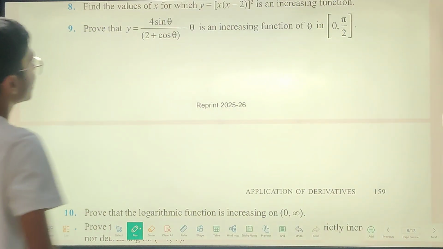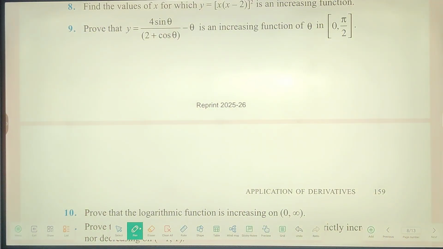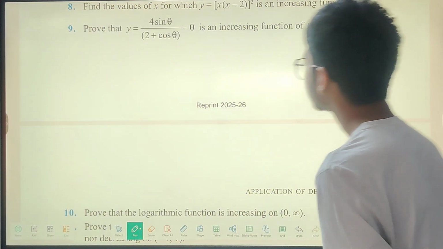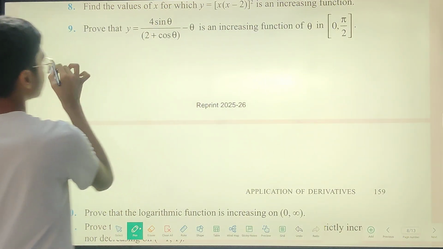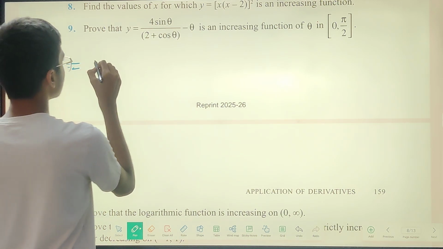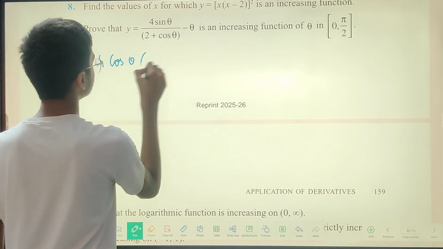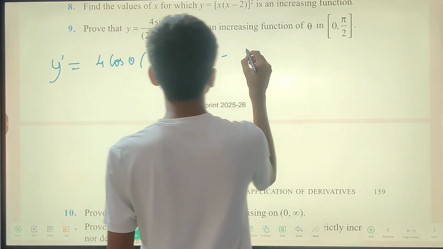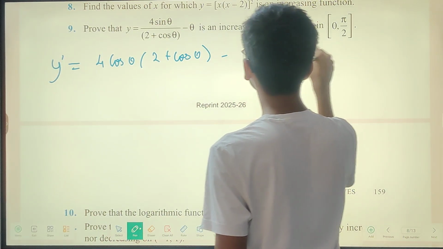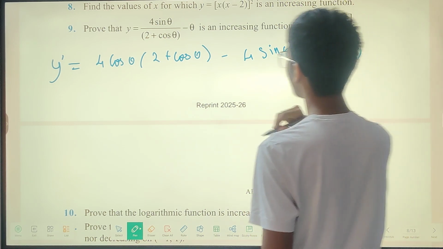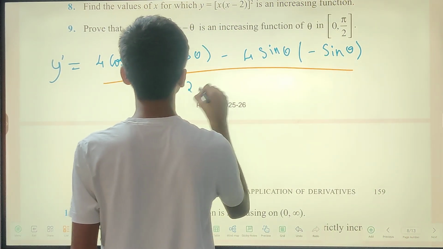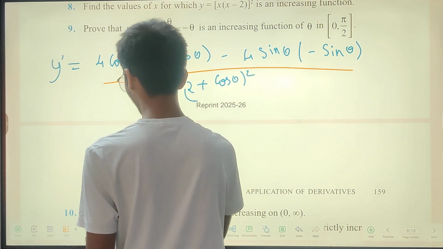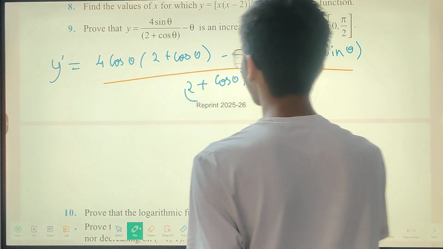Then after this, prove that y is equal to 4 sin theta by 2 plus cos theta is an increasing function of theta. First you will have to differentiate it, then you will get y dash is equal to 4 cos theta into 2 plus cos theta, then minus 4 sin theta into minus sin theta, the whole divided by 2 plus cos theta the whole square. Okay, so now we are in the 10th sum, still we have to do some sums.